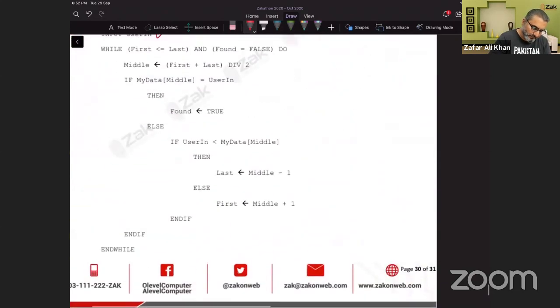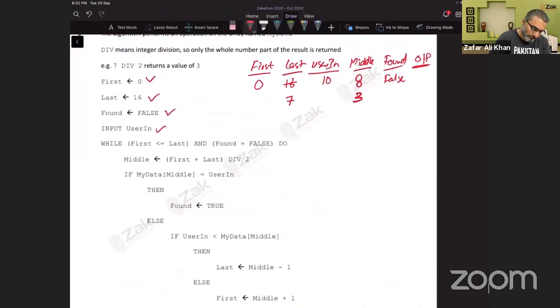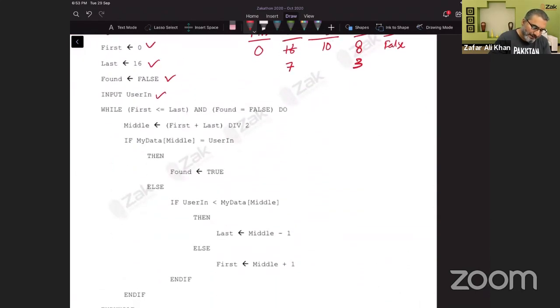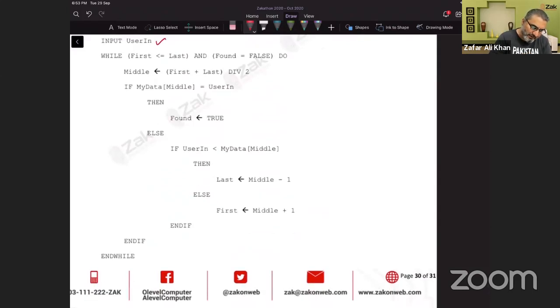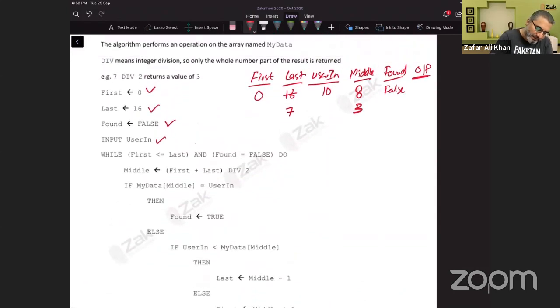No. If my data middle, which is 6, is equal to this, no. Else. If 10 is less than 6, no. Else, first is equal to middle plus 1. So now first will be updated and it is now 4. So lower bound has been increased and now it has become 4.